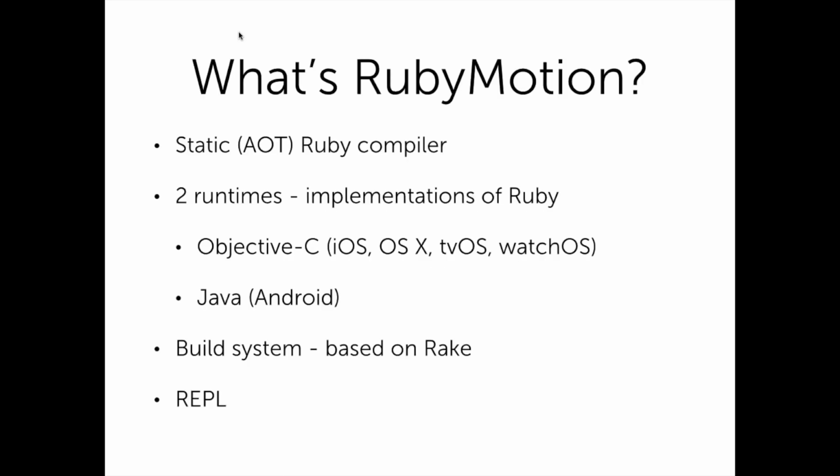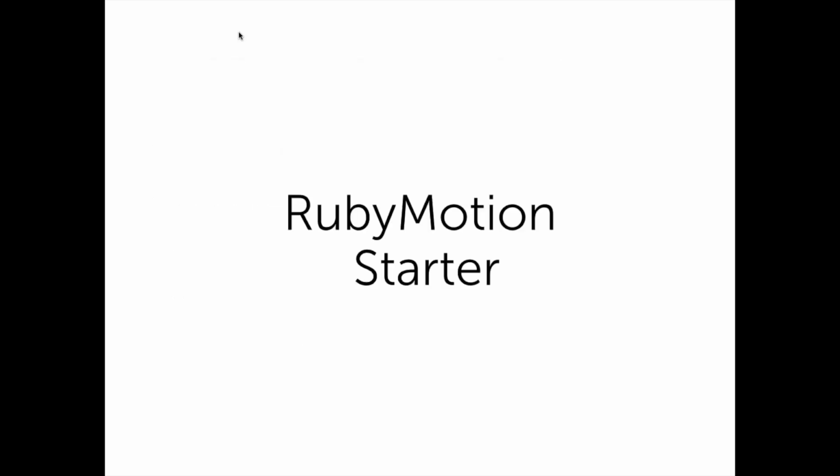So what's RubyMotion essentially? It's a static ahead of time Ruby compiler. So it compiles Ruby code into machine code. It has two runtimes, two implementations of the Ruby language, one based on Objective-C for iOS, OS X, tvOS, and watchOS, and one based on Java for Android. It has a build system based on Rake, so everything you do is in Rake, and it has a REPL, which I will show in my demo a little bit further. So that's RubyMotion. That's a lot of things.